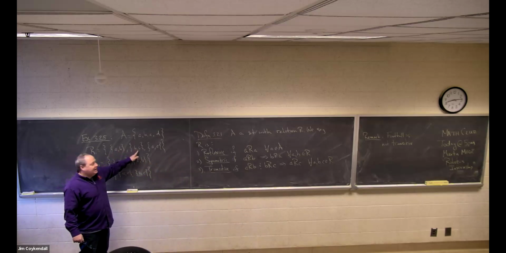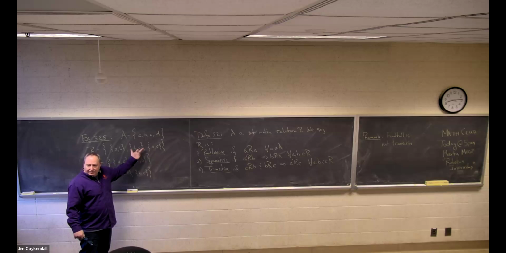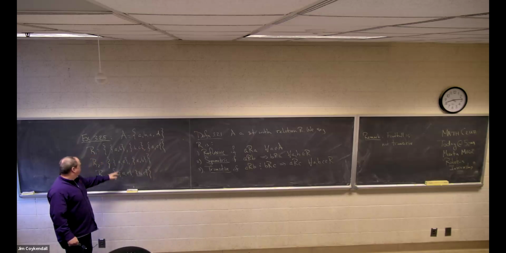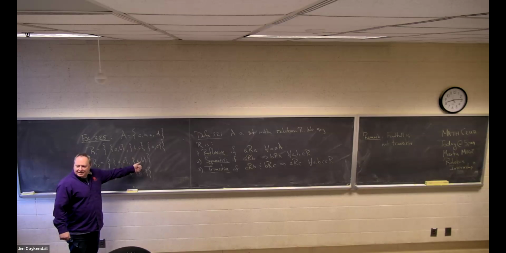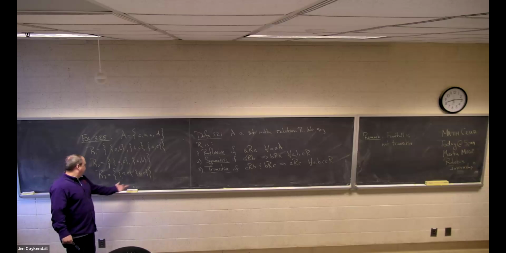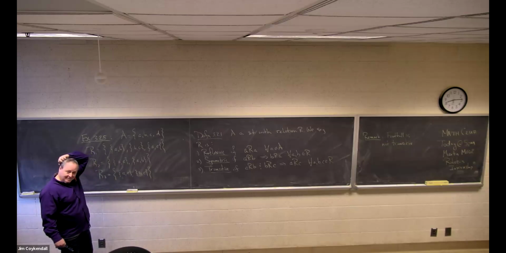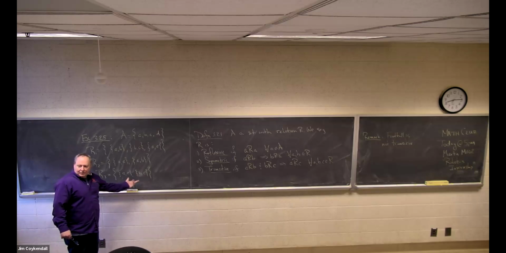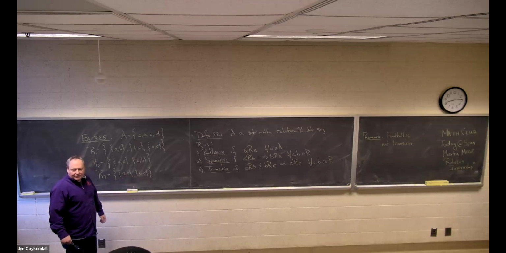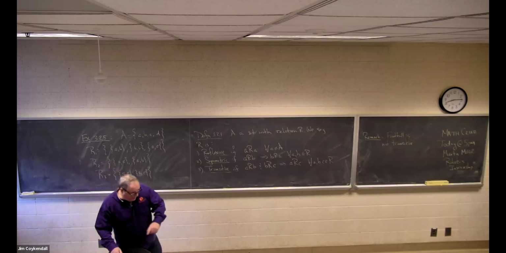AB, BC, so I've got AC. This one's actually transitive. How about this one? AA, AB, and I've got AB. This one's transitive as well. How about this one? This one's transitive vacuously, right? I mean, there's nothing to connect, so this one's sort of automatically transitive. Any questions? Yes.